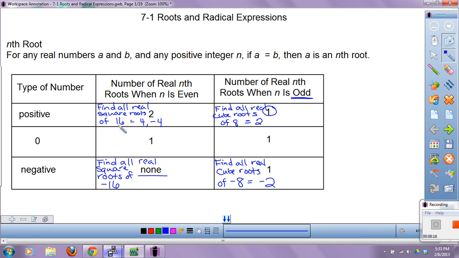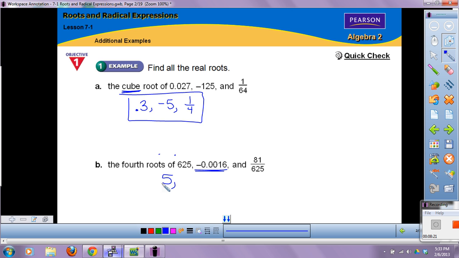But remember, since this was positive, it has 2 answers. So not only is it 5, but it's also negative 5. So we can say plus or minus 5 for that one, because negative 5 times negative 5 times negative 5 times negative 5 would also get you positive 625.